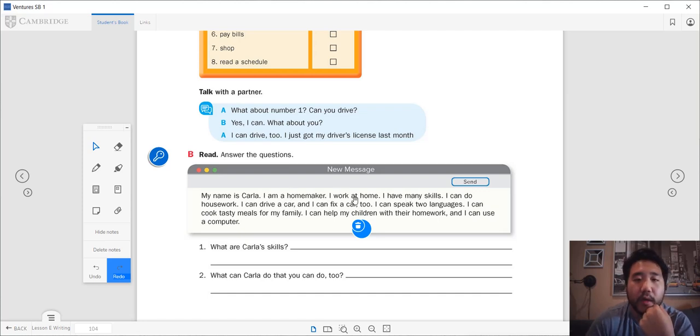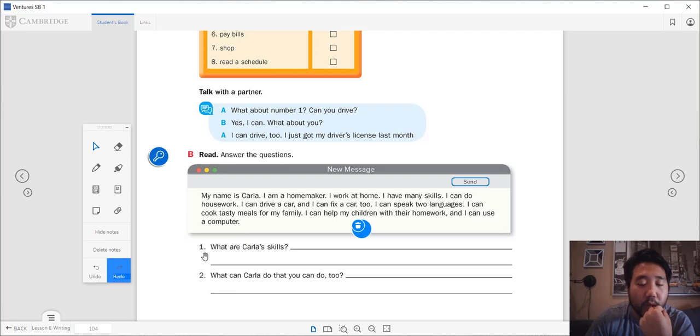She's a homemaker. I work at home. I have many skills. I'm not sure who she is writing this email to, but maybe she is talking about her abilities like this because she's trying to get a different job. Or I'm not sure. It doesn't say in this email. But let's try to answer the questions based on this email.